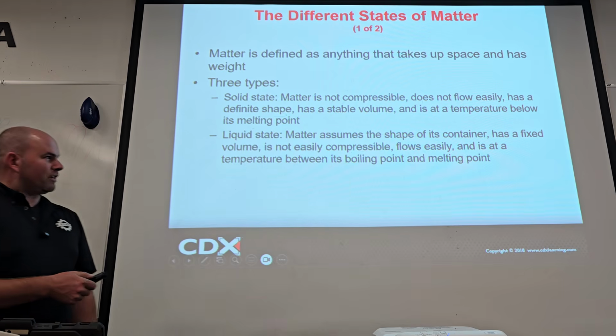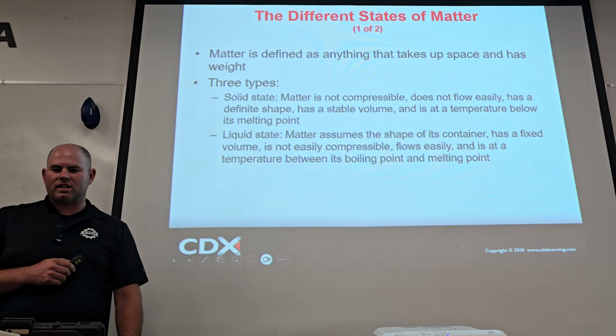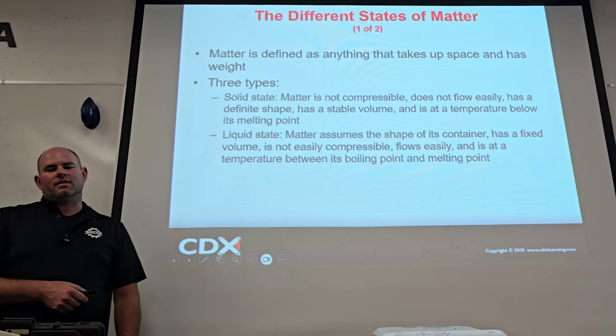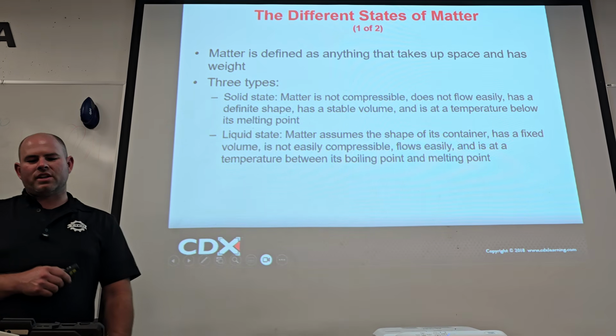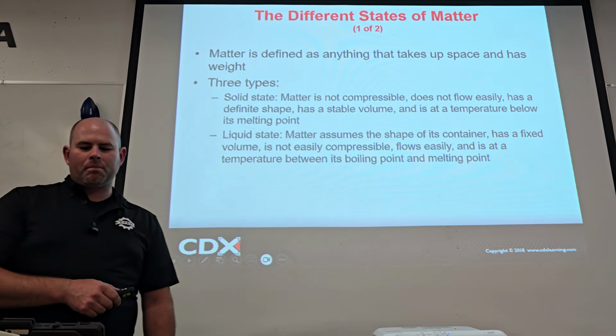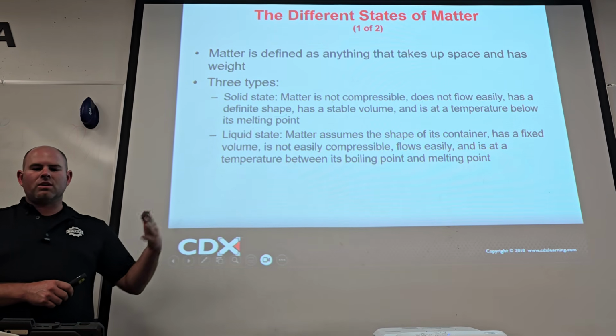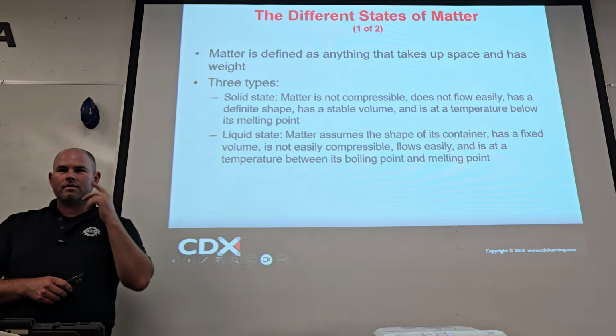All right, but really we're going to focus on the 3 types of matter, the 3 states, okay? Solid state, you know what that means? It's not compressible, doesn't flow easily, has a definite shape, has a stable volume, and is at a temperature below its melting point. So give me one example of a solid.